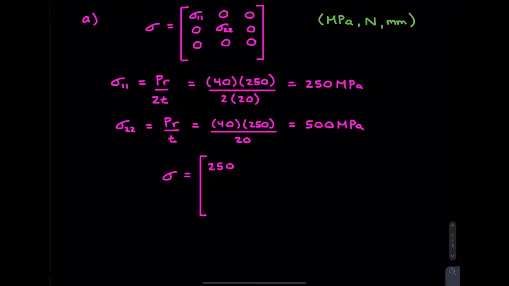So I got 250, 0, 0. Then I have 0, and then sigma 2,2 we say is 500, so 500, and then 0. And then finally our last column is simply zeros. So this will be our stress tensor right here. As we can see for pipes, not too bad at all. I don't anticipate you guys having too much problem. And of course, the units of this are going to be MPa.